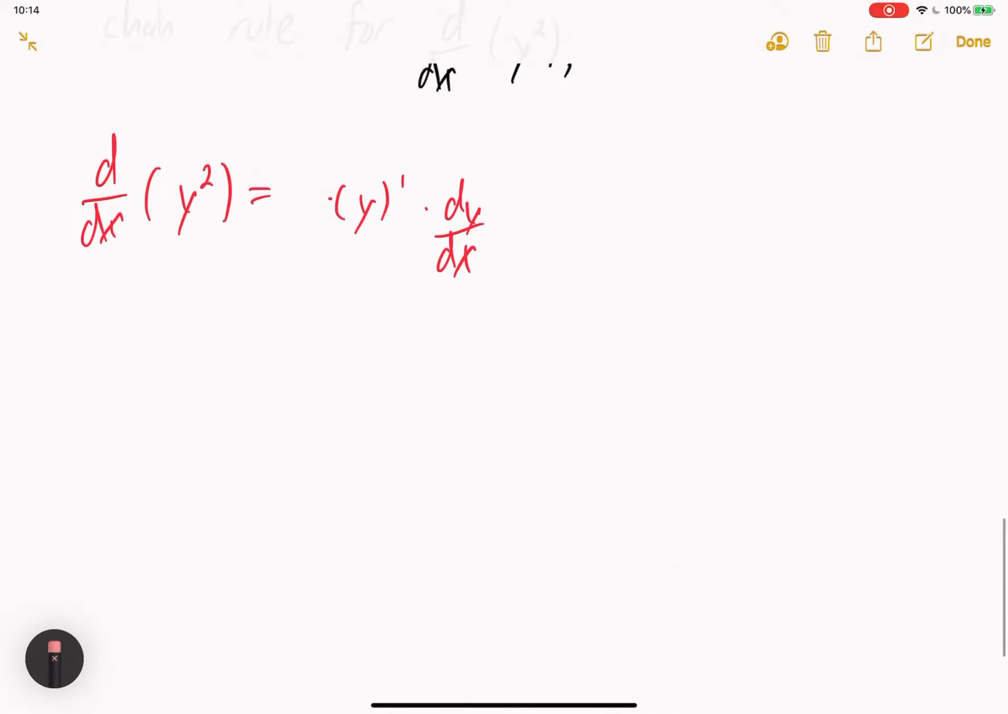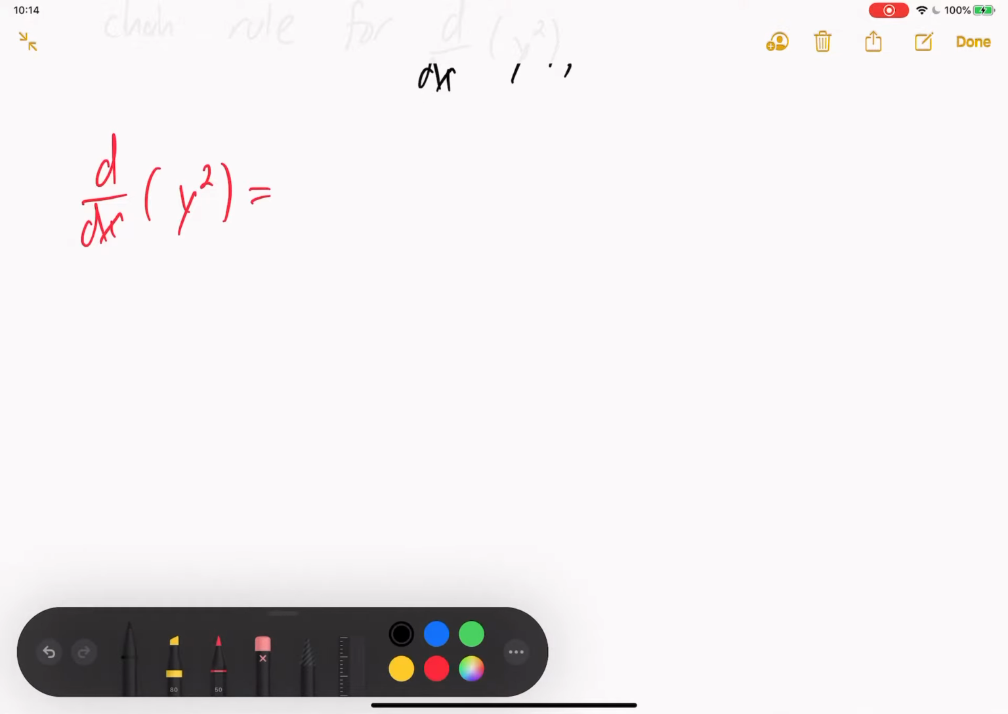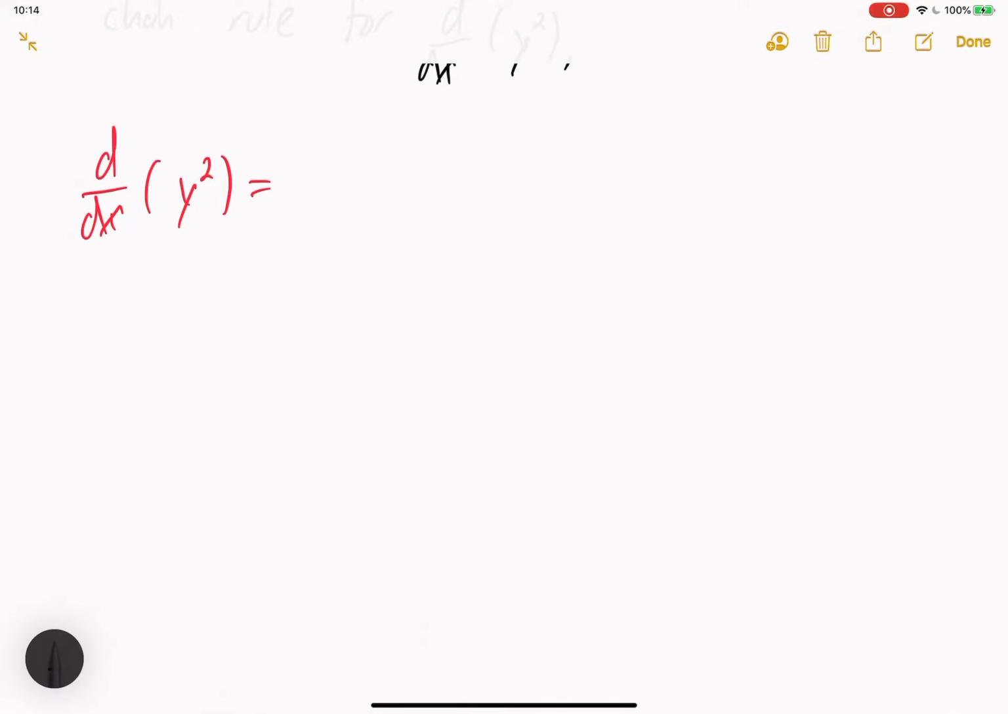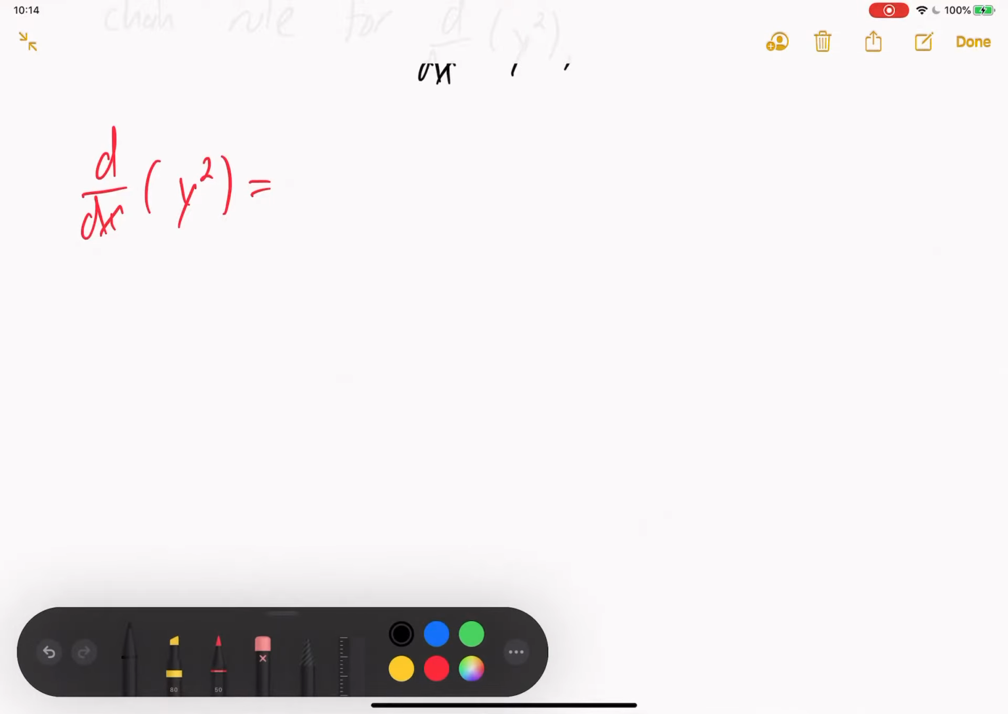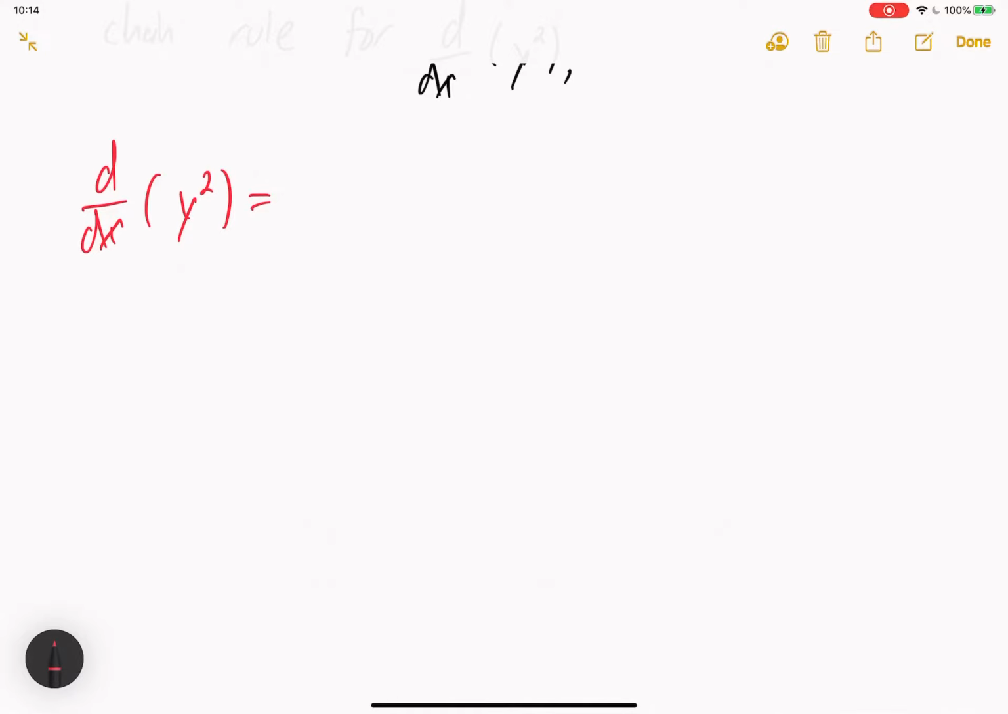So, let me just clarify what that means. Because this stuff at first is a bit weird to talk about and a bit weird to work with. But it just takes a bit of work to really understand the language of everything. So really what we're doing is we have to take a derivative of y, and then we have to multiply by the derivative of the inside. So that's going to be dy dx.